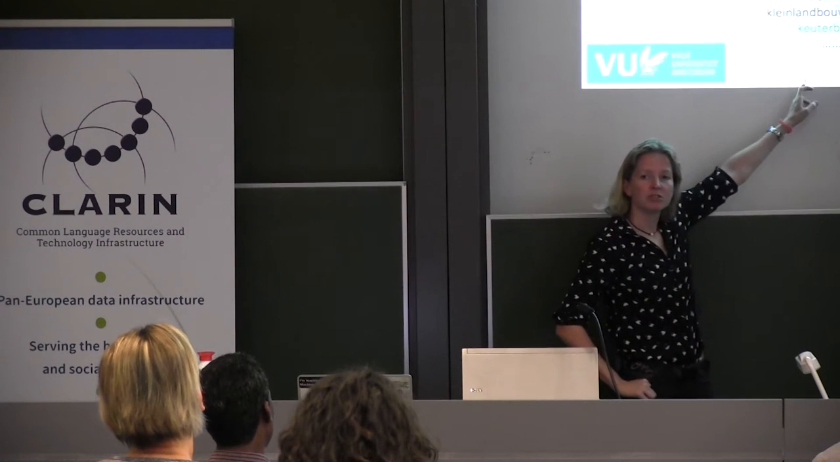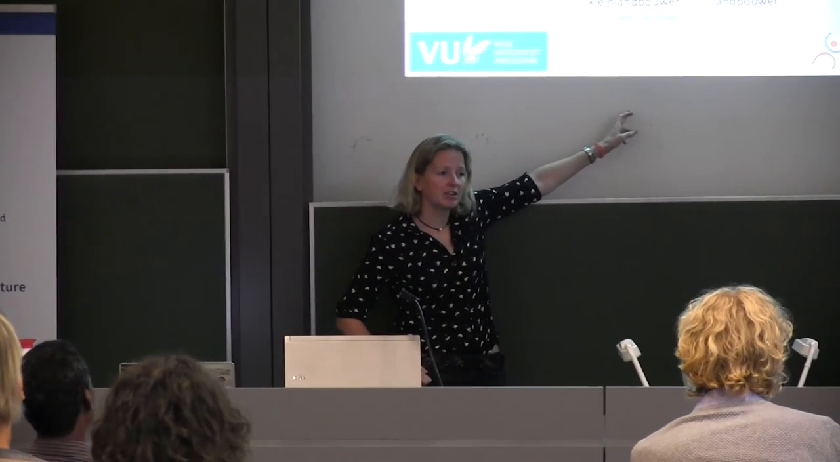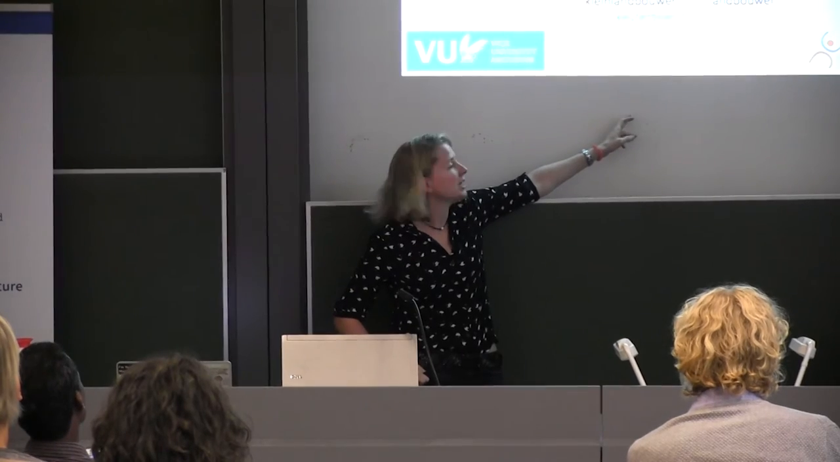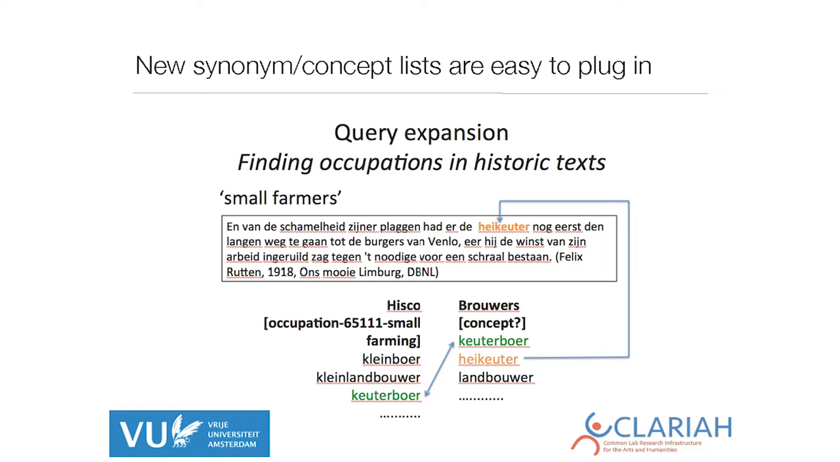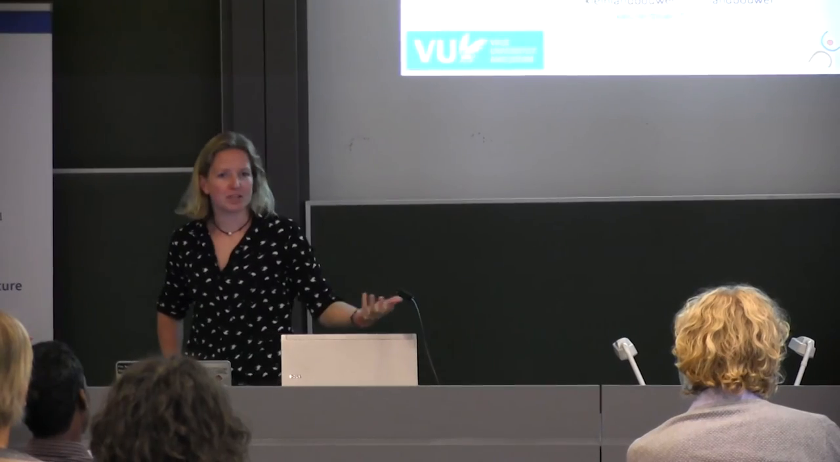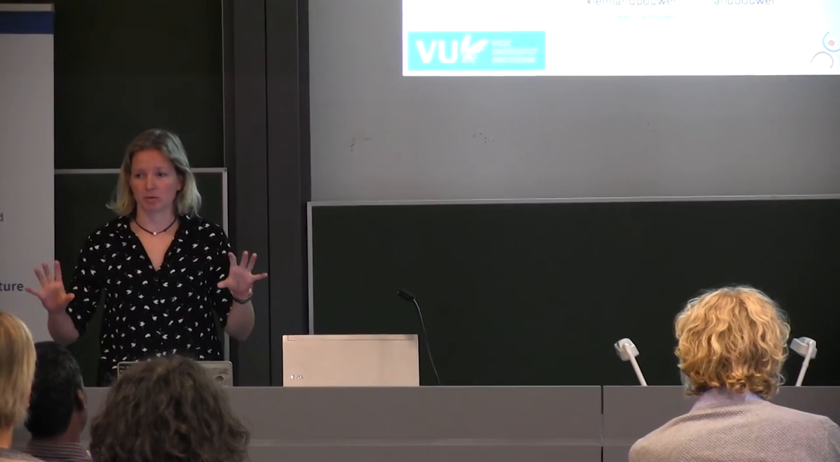We have another resource called HISCO, the Historical Occupations Database. And that actually gives us a whole hierarchy of occupations. It doesn't list Heikeuter, but it does list Keuterboer. And Keuterboer is a synonym of Heikeuter from Brouwers. So because we've made this link and we've integrated these data sources, we can now say, oh, in this text, Heikeuter is meant, well, that's a Keuterboer, that means a small farmer, because we get that information from the other resource. And we think that that might help in search, in making things accessible.